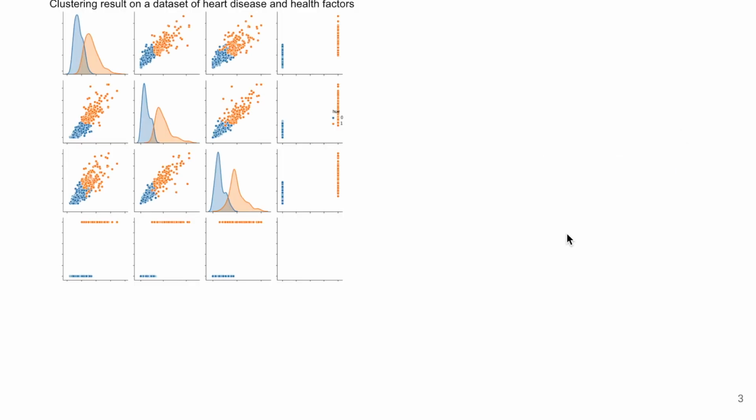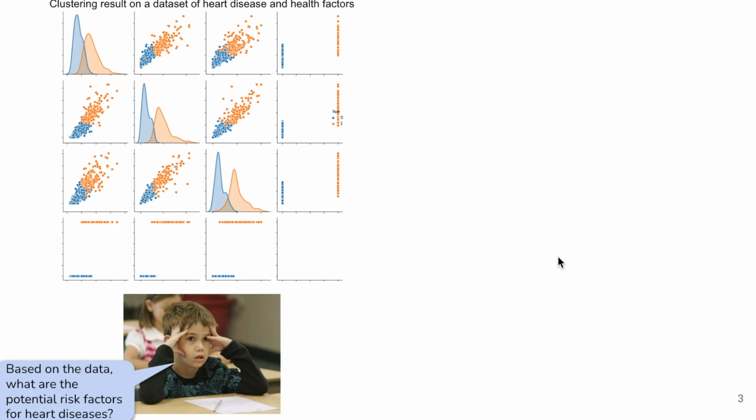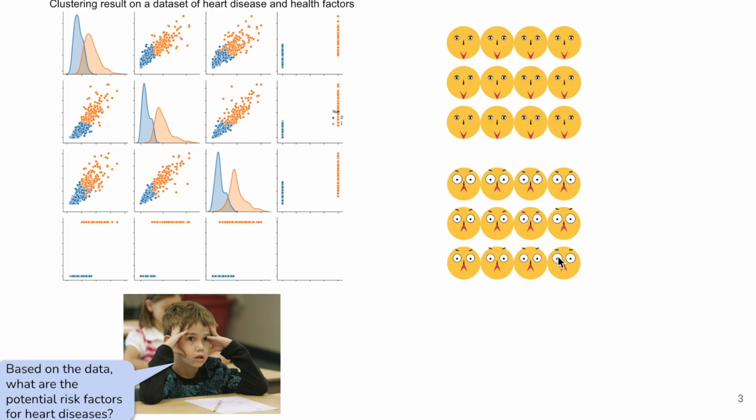For example, here is a pair plot visualizing a clustering result on a dataset about heart disease and related healthcare factors. If we ask kids to interpret potential risk factors for heart disease from the graph, they can easily get lost with such intimidating graphs, with so many data attributes displayed separately and overwhelming numbers. Instead, let's look at the visualization here.